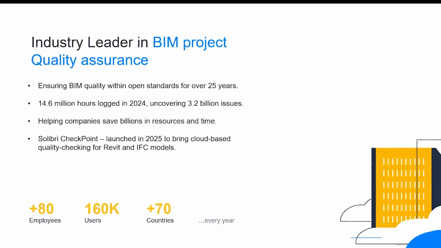In the beginning, let's have a bit of an overview about us, Solibri. So we've been at the forefront of BIM quality assurance for more than 25 years now. Our technology is trusted by industry leaders and has made a massive impact. Just last year alone, in 2024, Solibri users logged 14.6 million hours, identifying 3.2 billion issues before they could cause costly delays or errors, which translates to billions of dollars in both resources and time.